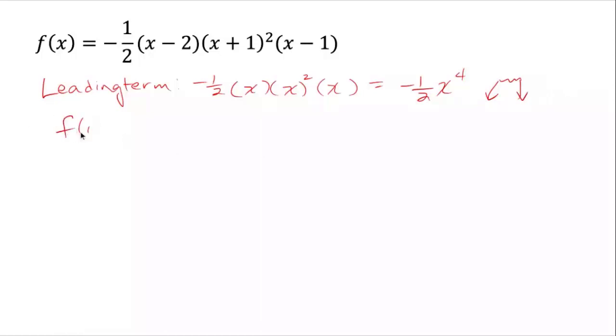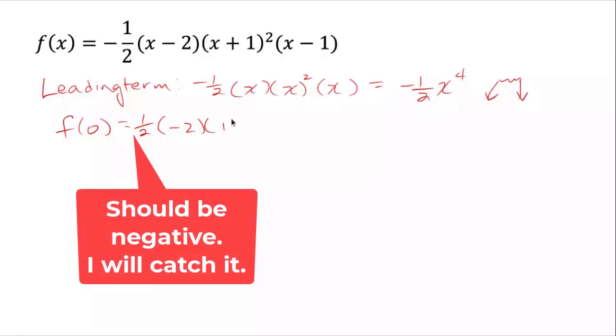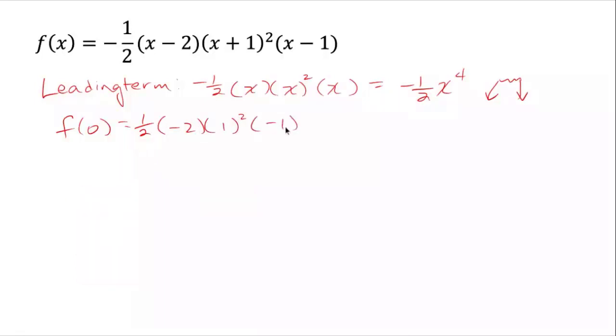If I try to find f of 0, again, I don't want to multiply all this back together. I'm just going to put the zeros in for x. And it leaves this. So when I multiply that back together, I will have my y-intercept. Okay, oh, and there was a negative right here. -1/2 times -2 is +1. +1 times 1 squared is still 1. And 1 times -1 is -1. So I have my y-intercept at 0, -1.